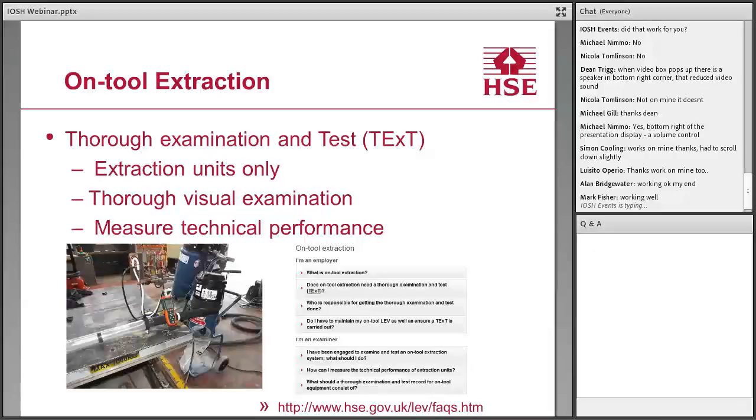So what we've done is we've designed very, very simple tests which only relate to the extraction unit itself. The details are there on that website, which details really why you need it and how it can be done. And what we've tried to do, and I think we've succeeded, is getting a really, really simple but effective test that's fit for purpose, but doesn't involve anything that's overly complex.